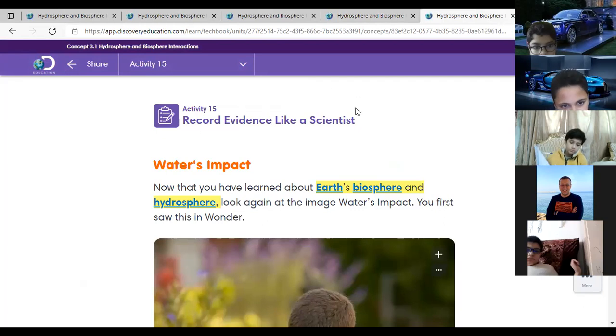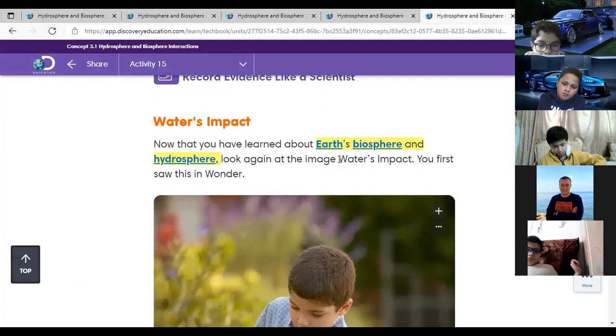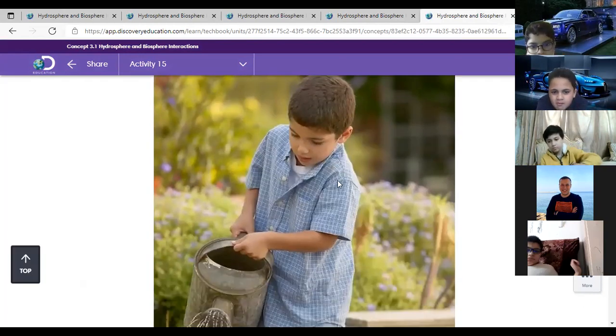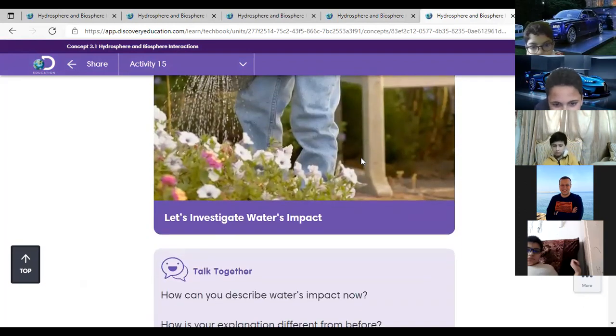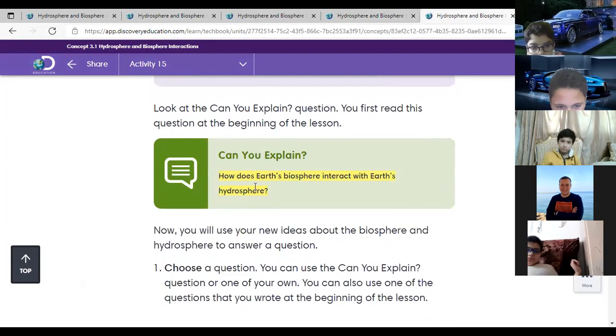The last activity, guys, this is activity number 15. It says record the evidence like a scientist. Now you have learned about Earth's biosphere and hydrosphere. Look again at the image water's impact. We already saw this picture before. Then answer the question, how does Earth's biosphere interact with Earth's hydrosphere? Can you answer the question highlighted in yellow?